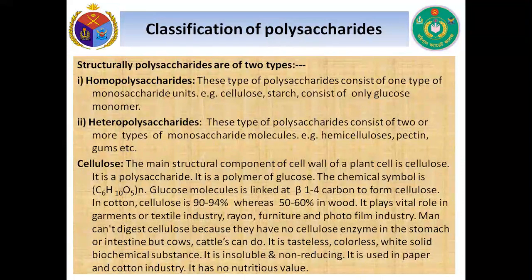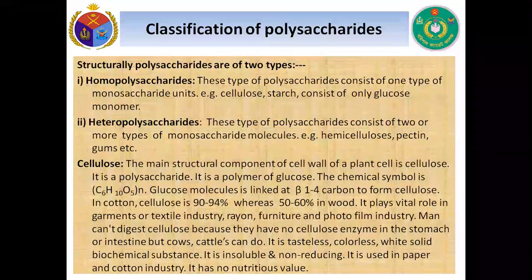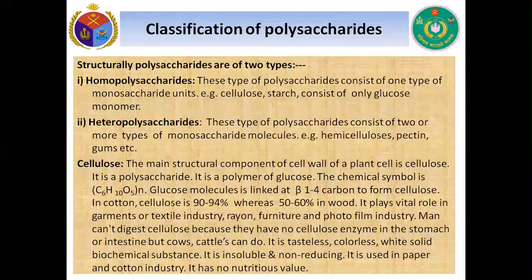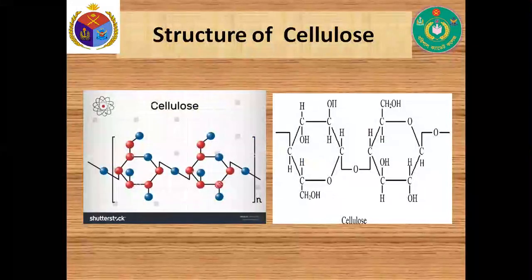It plays a vital role in the garment or textile industry, ribbon, furniture and photo film industry. Men cannot digest cellulose because they have no cellulase enzyme in the stomach or intestine, but cows and cattle can do it. It is a tasteless, colorless, white solid biochemical substance. It is insoluble and non-reducing. It is used in the paper and cotton industry. It has no nutritious value. This is the structure of cellulose.